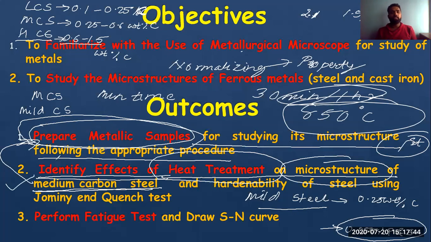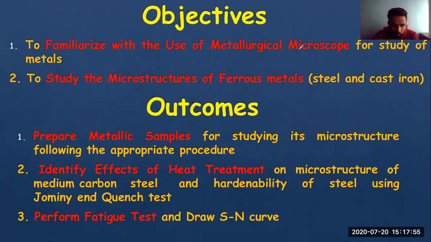Basically, whatever things you will learn in the first experiment, you have to repeat in the second experiment. I would like to clear this so that things get clear from my side. So what is the second objective? The second objective is, you have to identify the effects of heat treatment on microstructure, and that material is medium carbon steel.